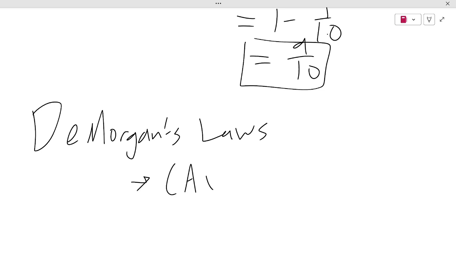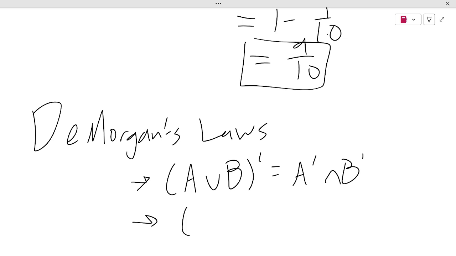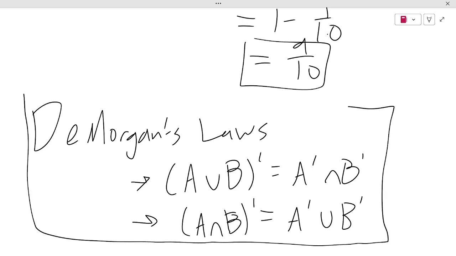But if we have the set A union B, and we take the complement of it, then it tells us we can distribute the complement as long as we flip the union to an intersection. That's the way I like to remember it. So these are still both complements. And the same thing applies in the reverse. So if you have A intersect B complement, then we can distribute that complement sign as long as we flip it. Okay? And these will help you when solving and approaching some of these problems.